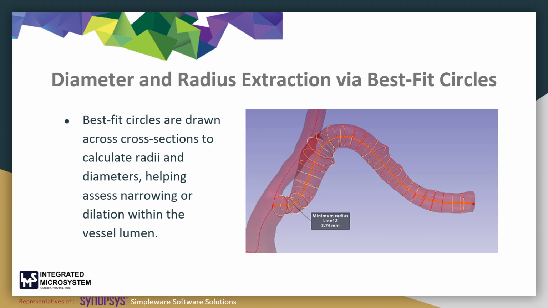Best fit circles are calculated for each slice along the vessels, overlaid on the 3D model. The result is a profile of how the diameter changes along the length of the vessel, particularly useful when used for tapered or focal geometries, for instance.